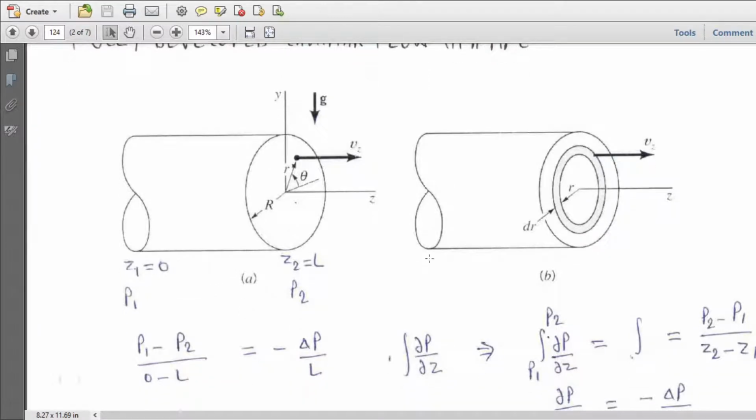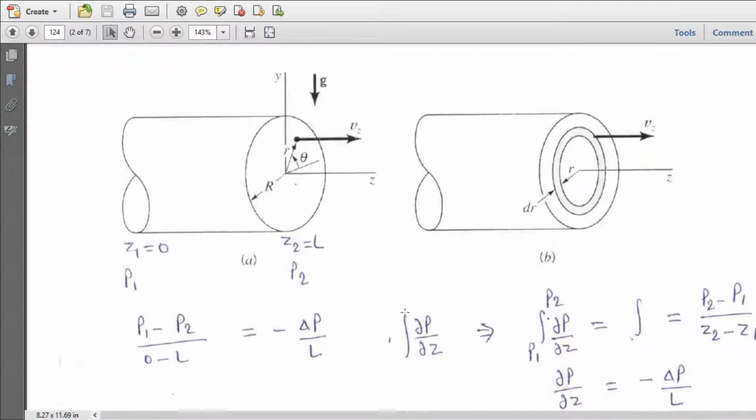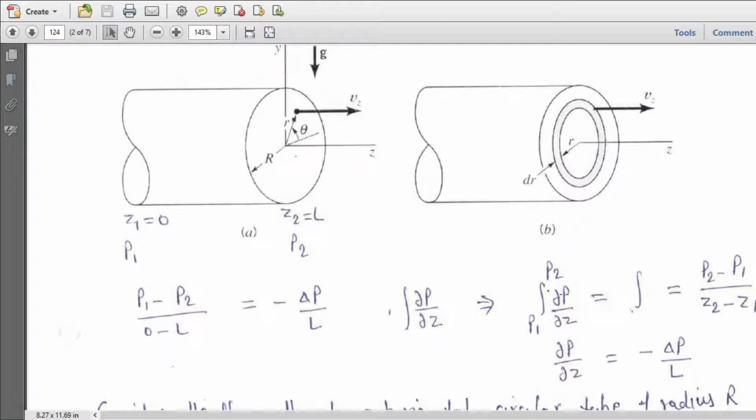So the length of the pipe is L, and pressure applied at entrance is P1, pressure at point 2 is P2. So we can calculate here the del P upon del Z term. We can integrate it for the entire distance, so it will come here P2 minus P1 upon Z2 minus Z1. So from here del P upon del Z is minus delta P by L. So this is how it can be calculated. Z is acting in the downward direction actually.